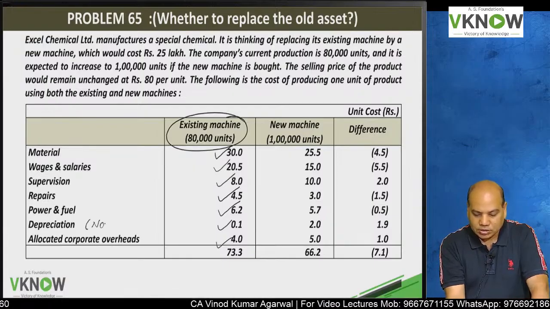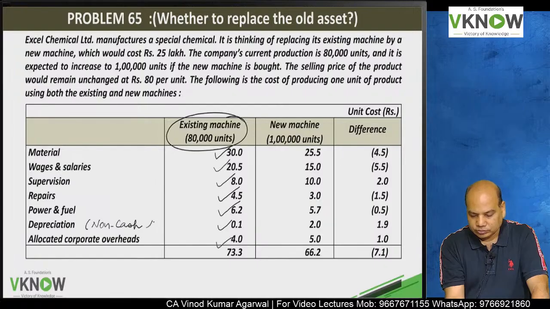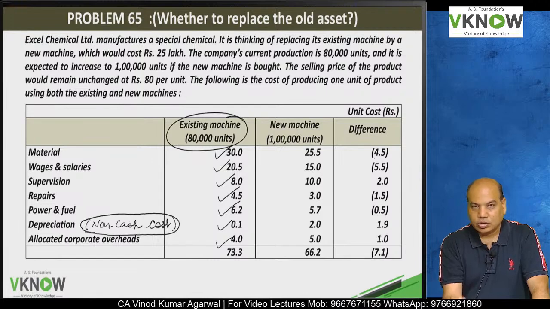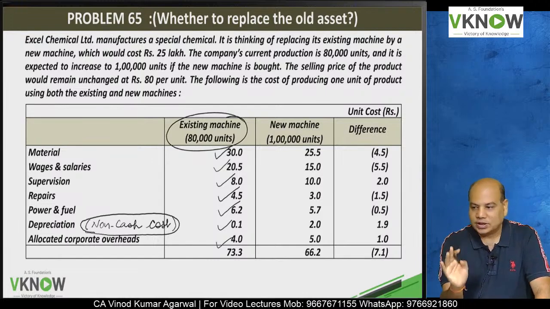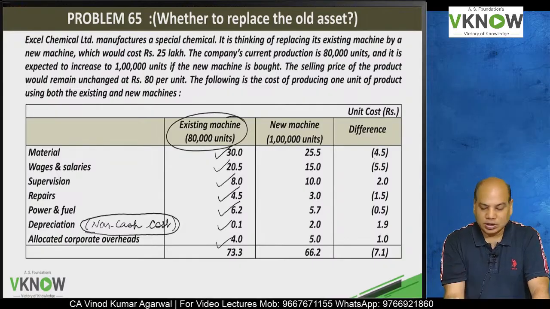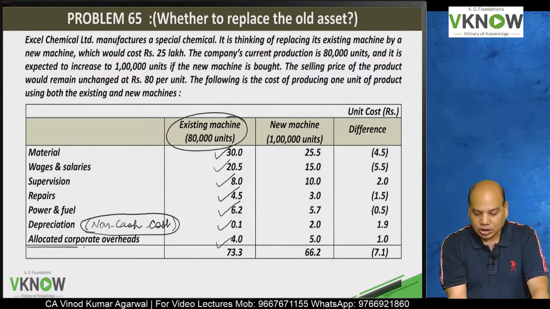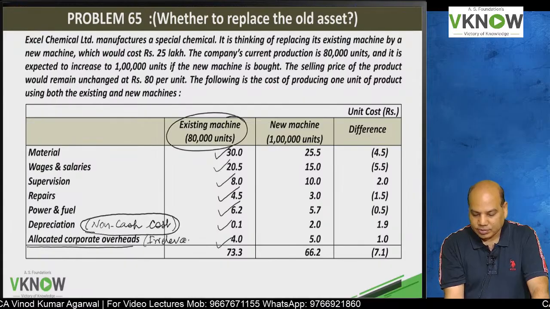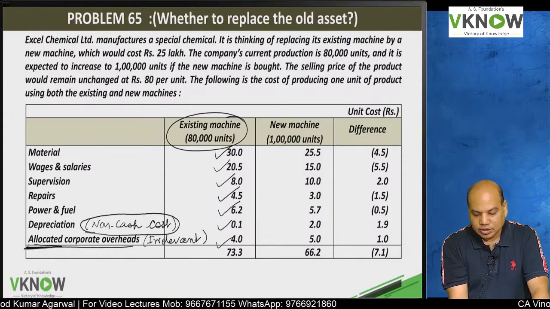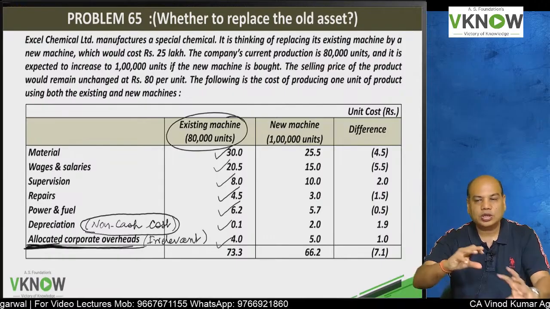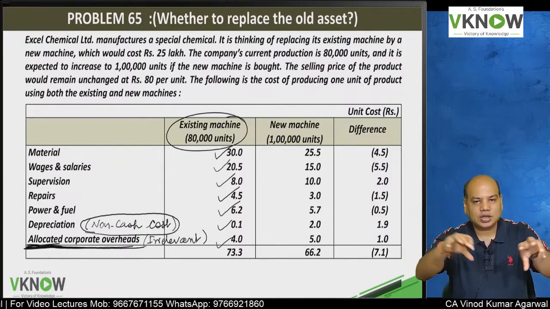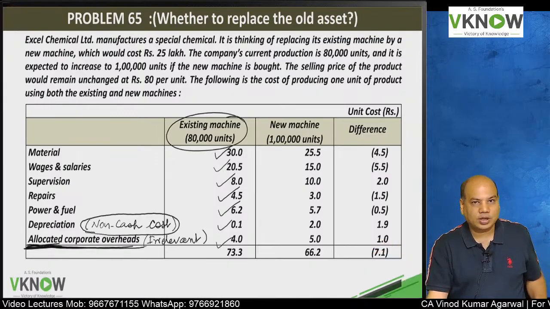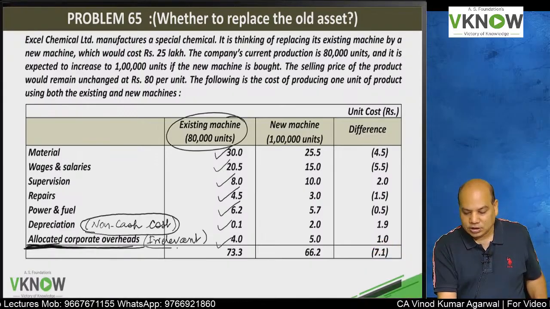Depreciation is a non-cash cost, and depreciation will be considered separately only for the purpose of tax shield. Allocated corporate overhead is irrelevant because it is an allocated overhead. It is not an incremental overhead. Allocation means only your same expense is allocated using different formulae, and therefore this is irrelevant.